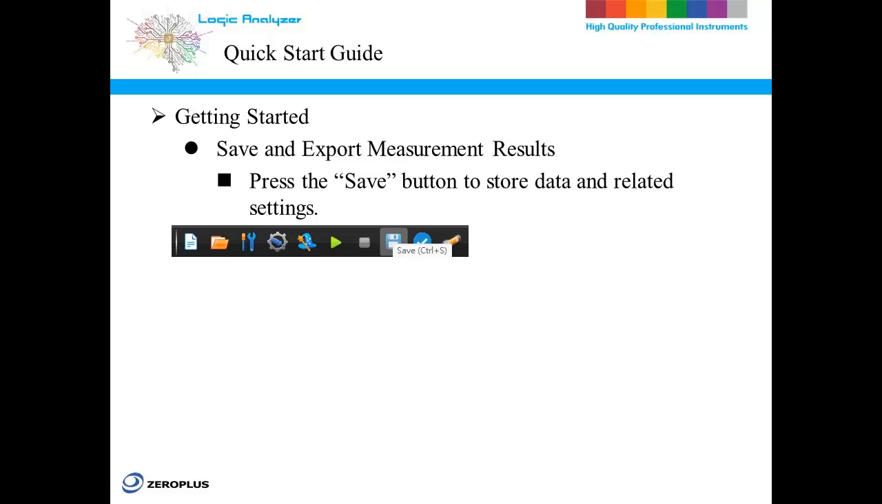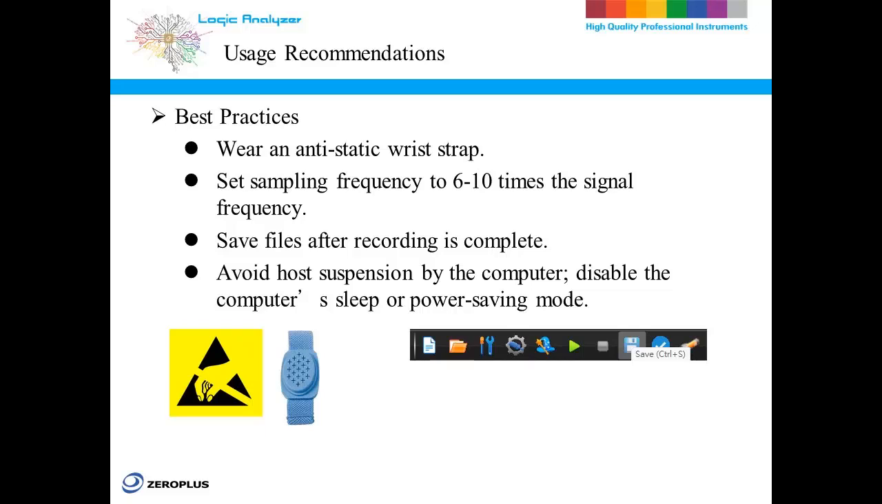Super thoughtful, right? Before you start using the instrument, here are a few handy tips to make your measurements smoother and more reliable. First off, make sure to wear an anti-static wrist strap. This is super important, especially when dealing with sensitive circuits. It really helps prevent static from damaging components. Next, there's a little trick to setting the sampling frequency. Try aiming for about 6 to 10 times the frequency of the signal you're testing. That way, you'll capture enough detail and accuracy to make the data actually useful, right?